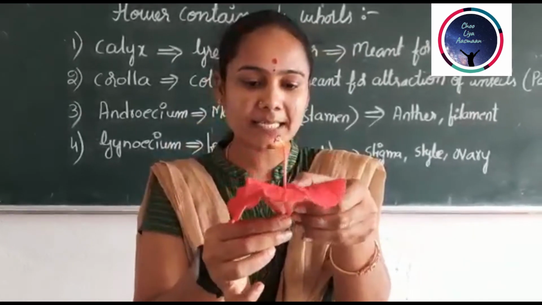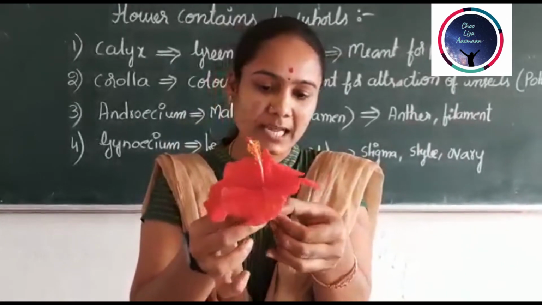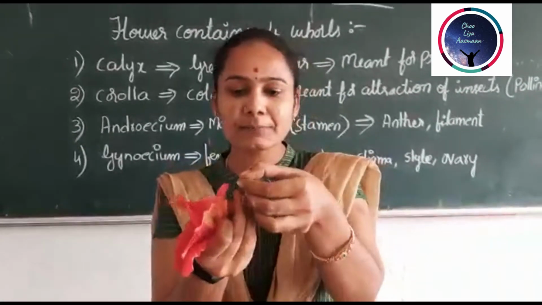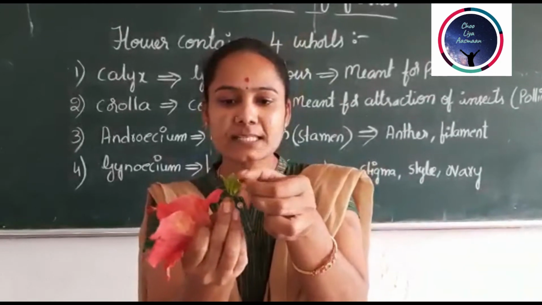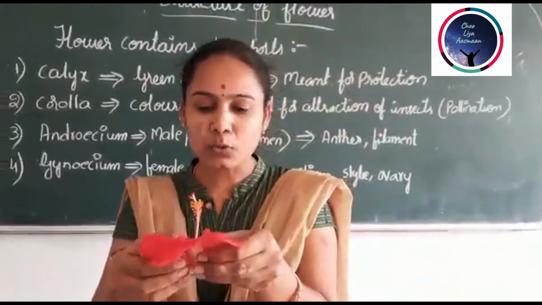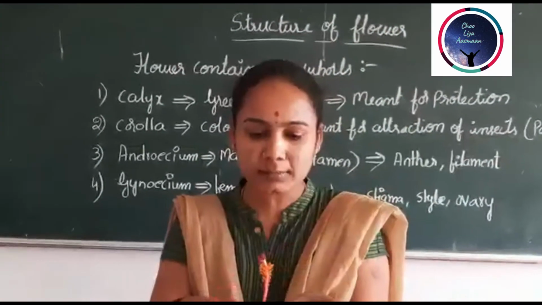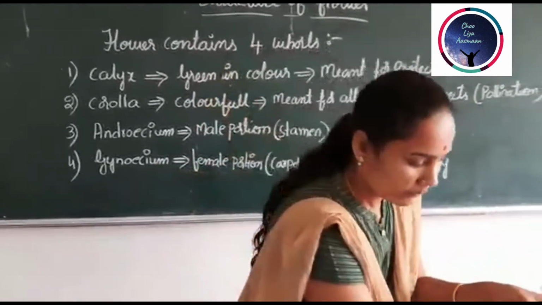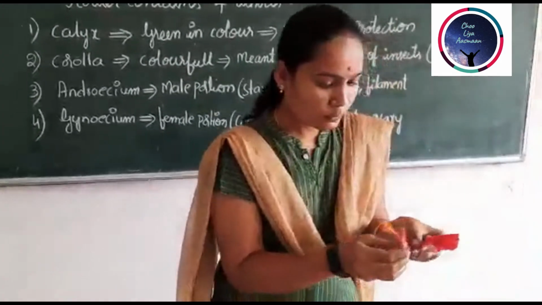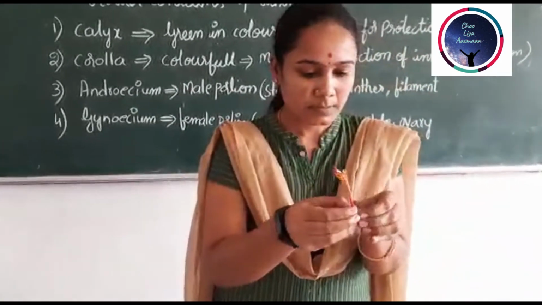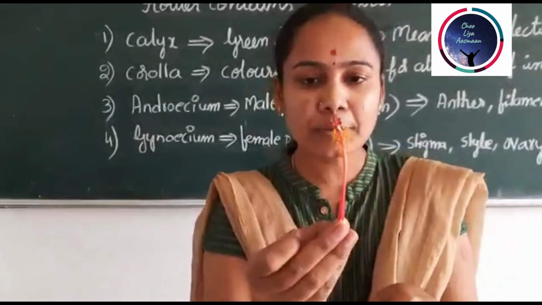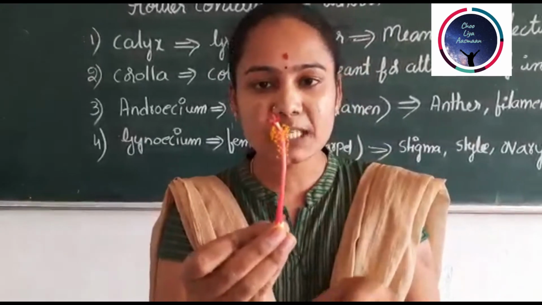Let me dissect all these parts. First, I will remove the calyx part slowly. This is the calyx. This is the calyx. And this is the corolla. I am removing the corolla slowly also. So this includes now the male and female portion of the hibiscus flower.